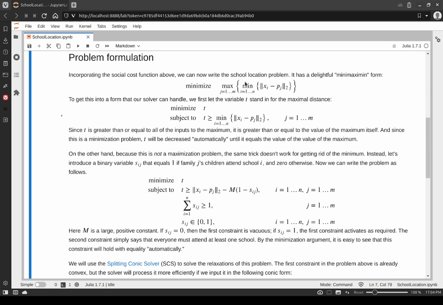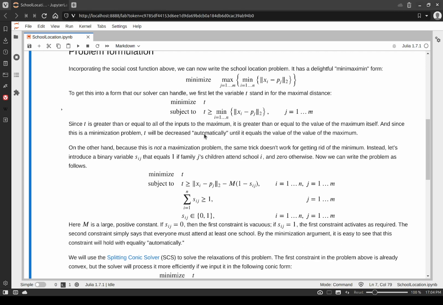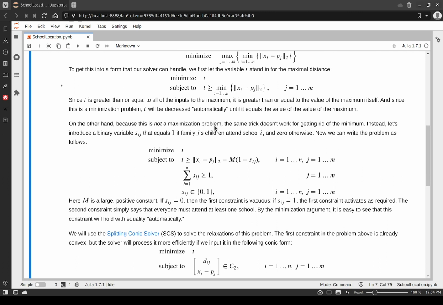But in order to wrangle this into a format that our solvers can interact with, we're going to start by replacing this max expression with a scalar variable t. Now, we'll notice here that this constraint just says that t has to be greater than all of the arguments to the max, right? If you are greater than all of the arguments to a maximum, then you are greater than the maximum itself. And then because this is a minimization problem, we know that this constraint will actually hold with equality because it can always push t down to be the smallest value that is possible.